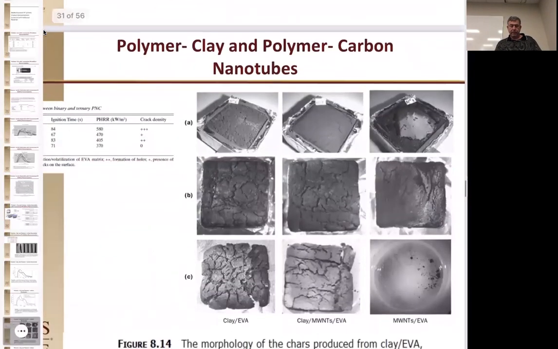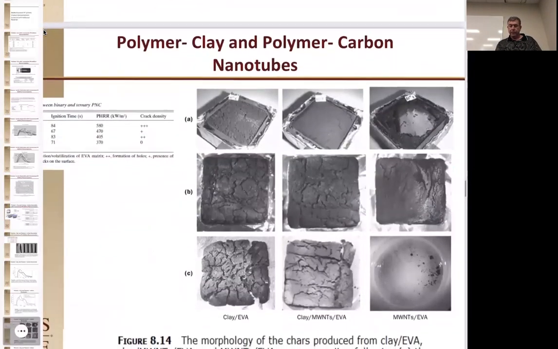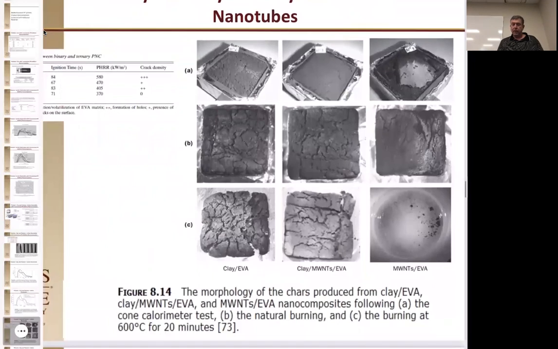So one thing that the clay did help with was the structure of the material after burn. Okay. So what they see here is in the heat release rate here, that with the, oh, it's knocked off, sorry.